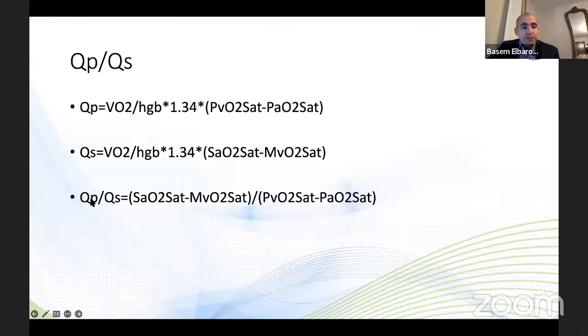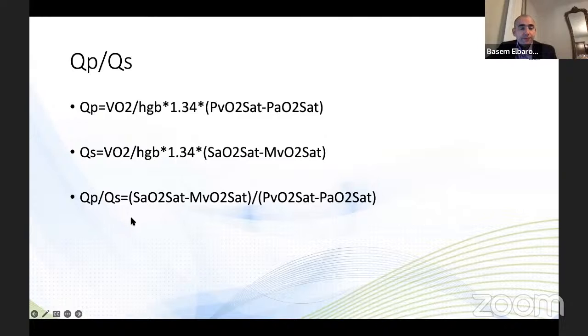But to simplify, QP divided by QS equals, if we put these together, the VO2 divided by the hemoglobin by 1.34. These cancel each other out, because the PVO2 sat minus PaO2 sat in the denominator becomes the numerator and so on. So in the equation: SaO2, the systemic O2 saturation, minus the mixed venous oxygen saturation, divided by the pulmonary venous oxygen saturation minus the pulmonary arterial oxygen saturation. Okay, so you need all four of these to be able to calculate the QP/QS.